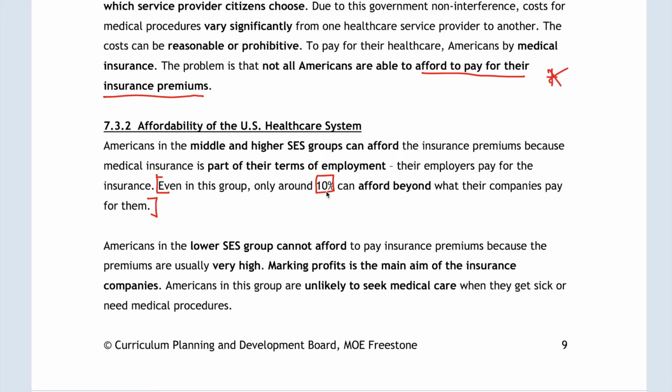Americans in lower SES especially cannot afford to pay because the premiums are very, very high. For insurance companies especially, making profit is their goal. So if they think you cannot afford this premium, they will not sell it to you. They will not provide it for you just out of goodwill. No such thing. So a lot of Americans in this group don't seek medical care because they know they cannot afford it. When it comes to medical procedures or seeking help for their health, they are likely not to do it most of the time because of these problems with paying.